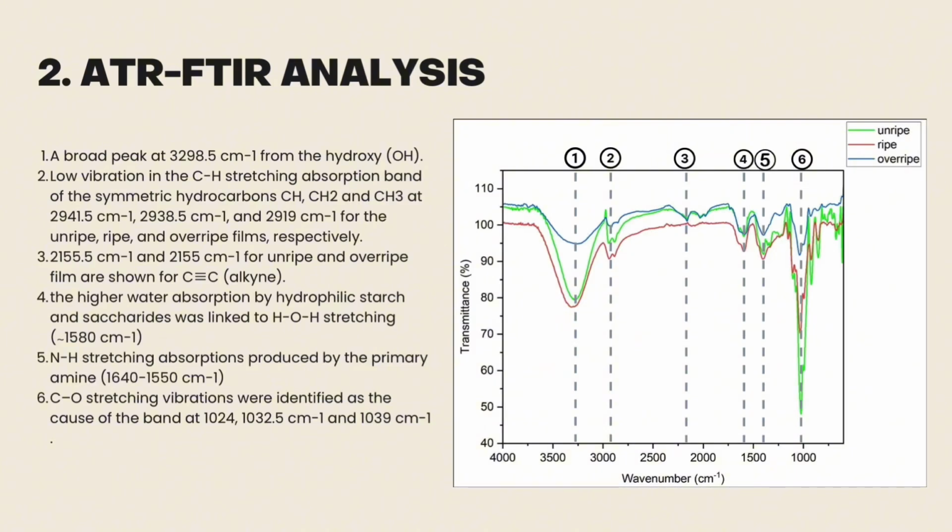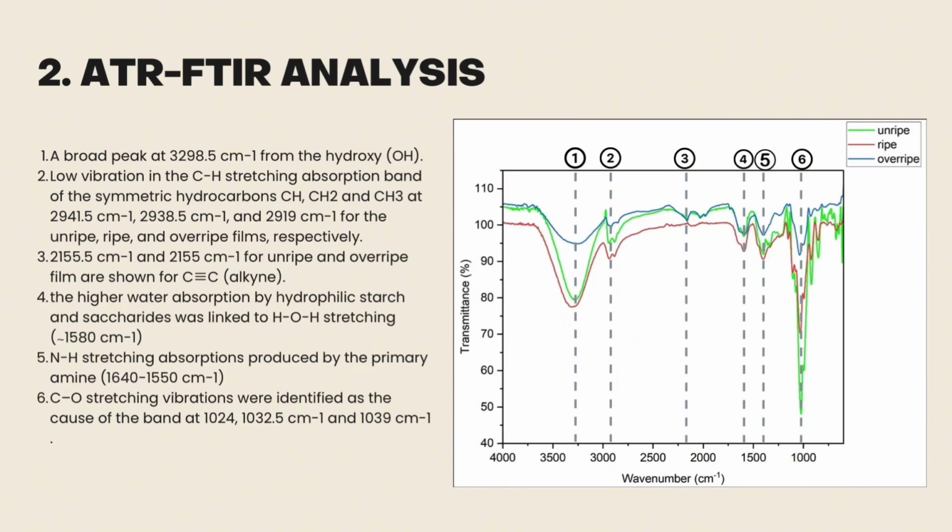From the FTIR analysis, we identified several functional groups. For instance, the broad peak at 3,298.5 per centimeter was due to hydroxyl groups. Low vibrations in the CH stretching absorption band of the symmetric hydrocarbons CH, CH2 and CH3 appeared at 2,941.5 per centimeter, 2,938.5 per centimeter and 2,919 per centimeter for the unripe, ripe and overripe films respectively.